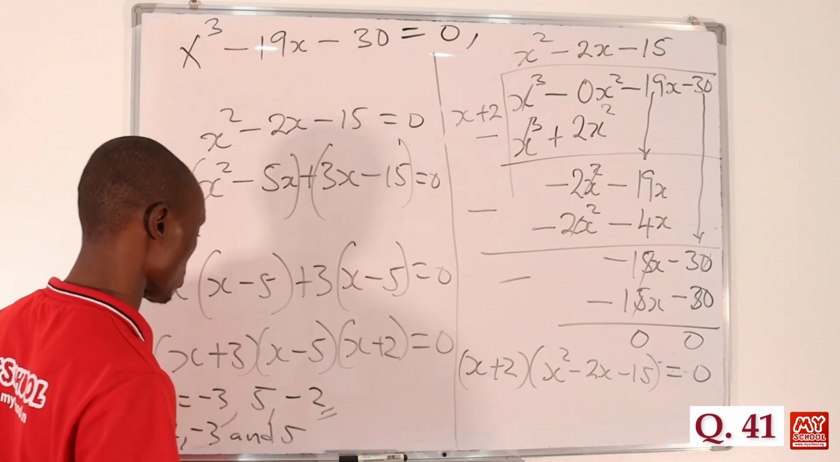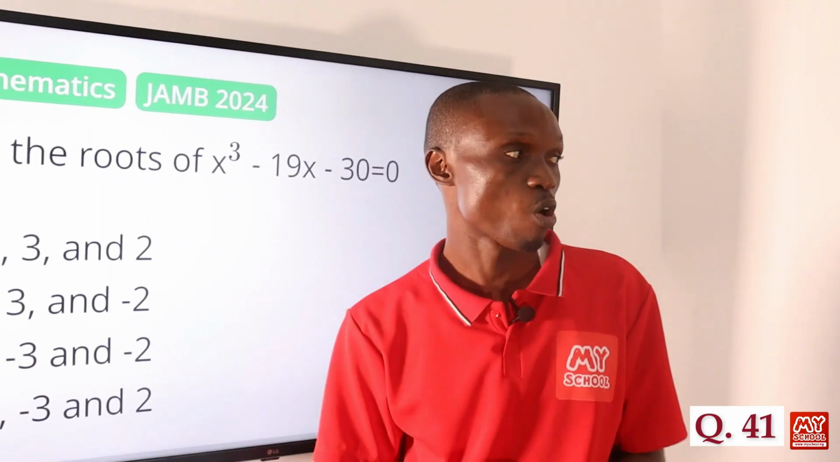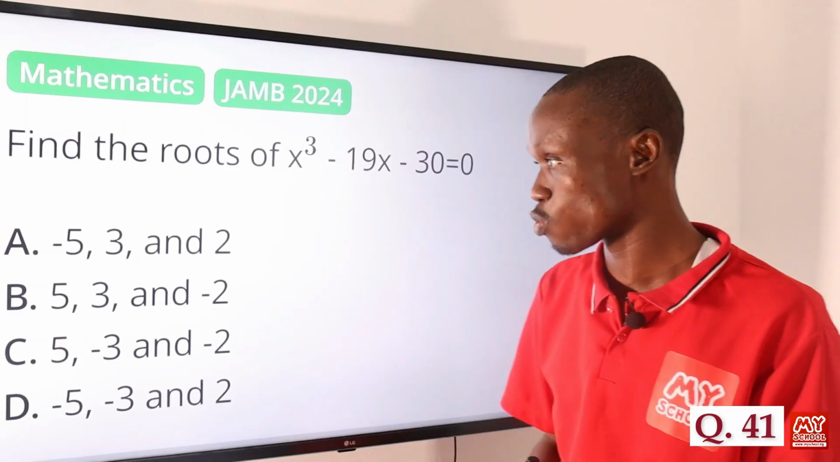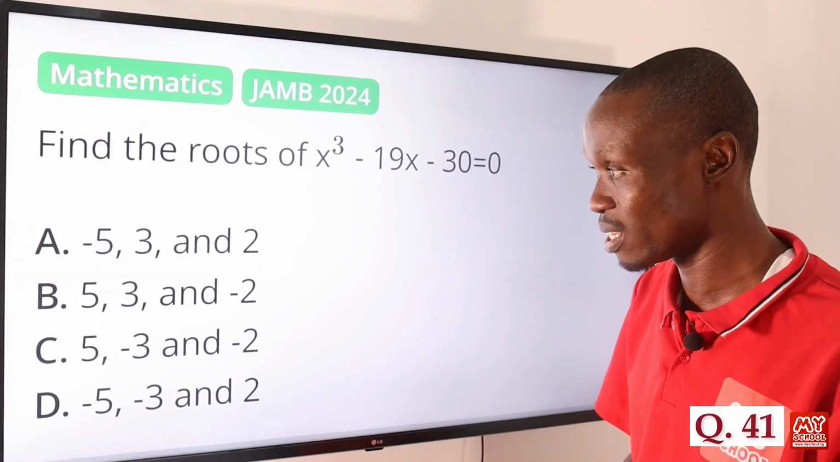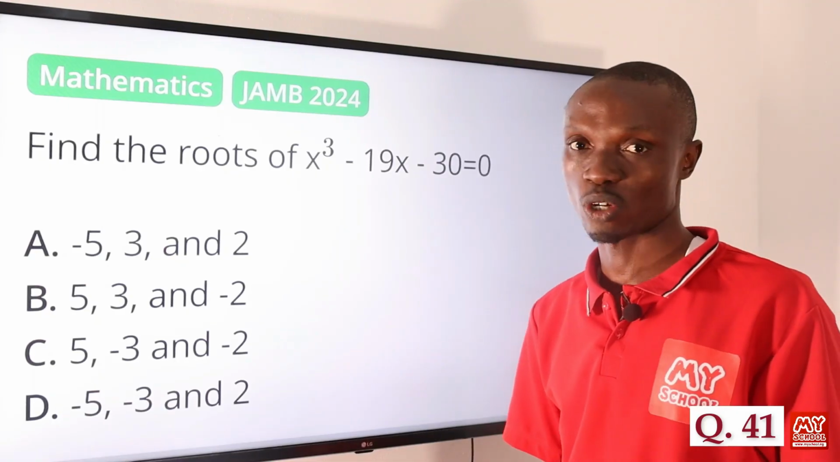So let's return back to the screen to pick the correct option to this question. Okay, so from our calculation, we got the value of x to be equal to minus 2, minus 3, and 5. And that makes option C the correct answer to this question.